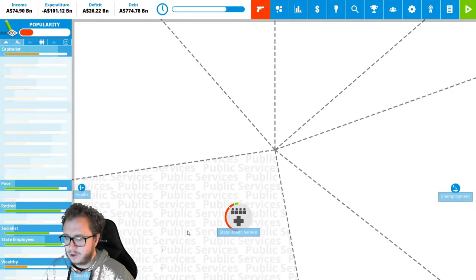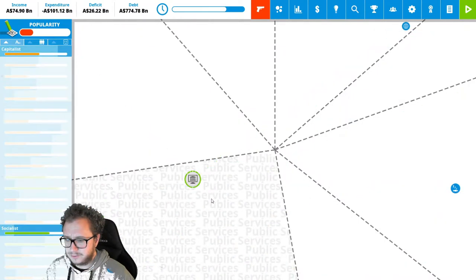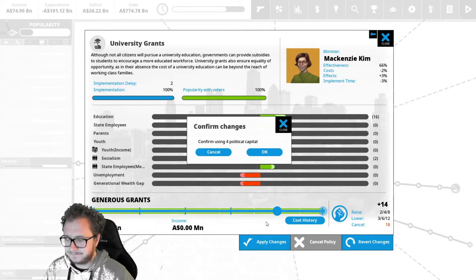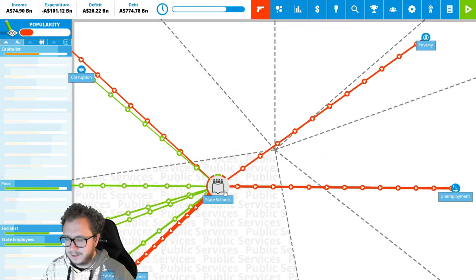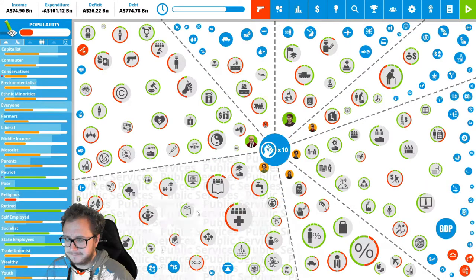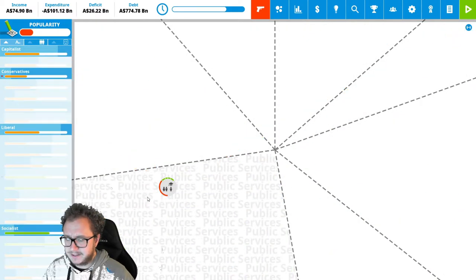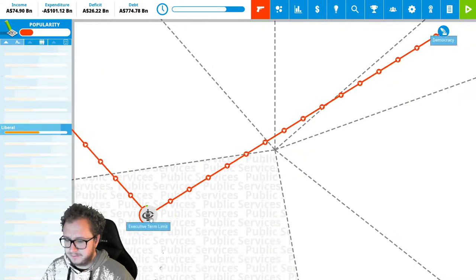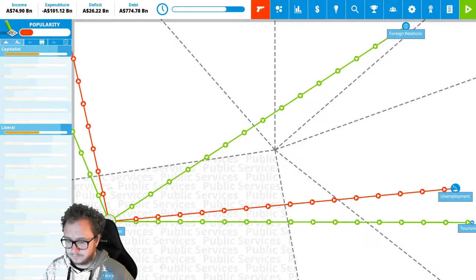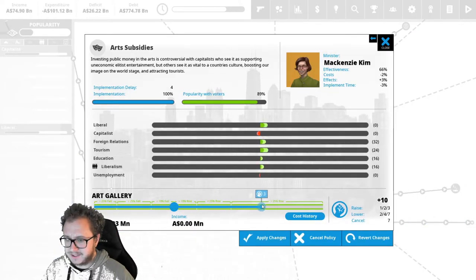That's a good thing. All right. So, what can I do right here? Oh, yes. So, generous grants for university. State schools are up at the absolute maximum where we want them to be. Public libraries are at the maximum, which is where we want them to be. Selective schooling we will come back to. Art subsidies. We have an opera house in this country.